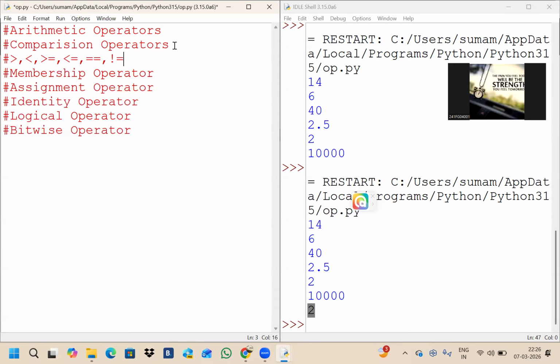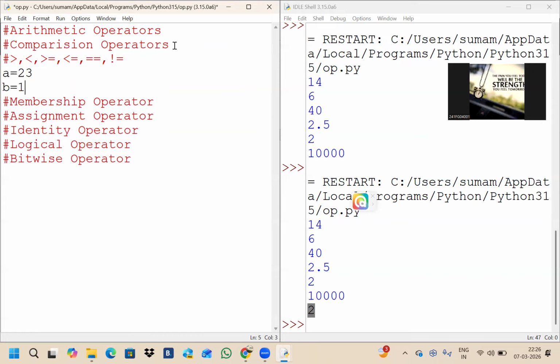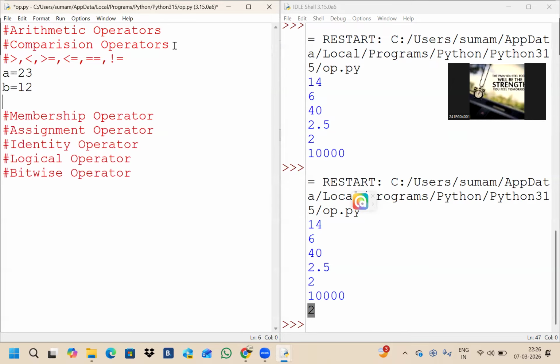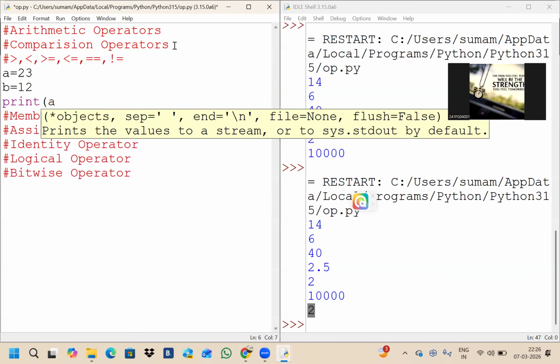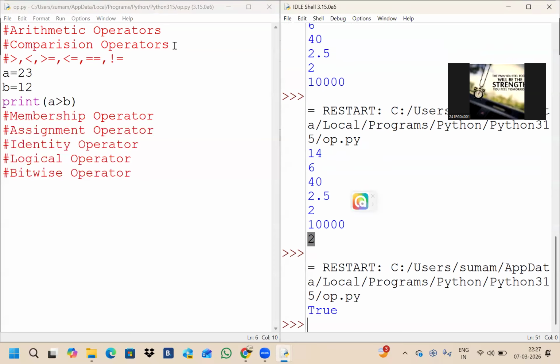Now we have to take two numbers, A equal to 23, B equal to 12. Now what is A greater than B here? So now see, print of A greater than B. Here A value is 23 and B value is 12. 23 is greater than 12, that is true. Now check. Here you will be getting the output as true.